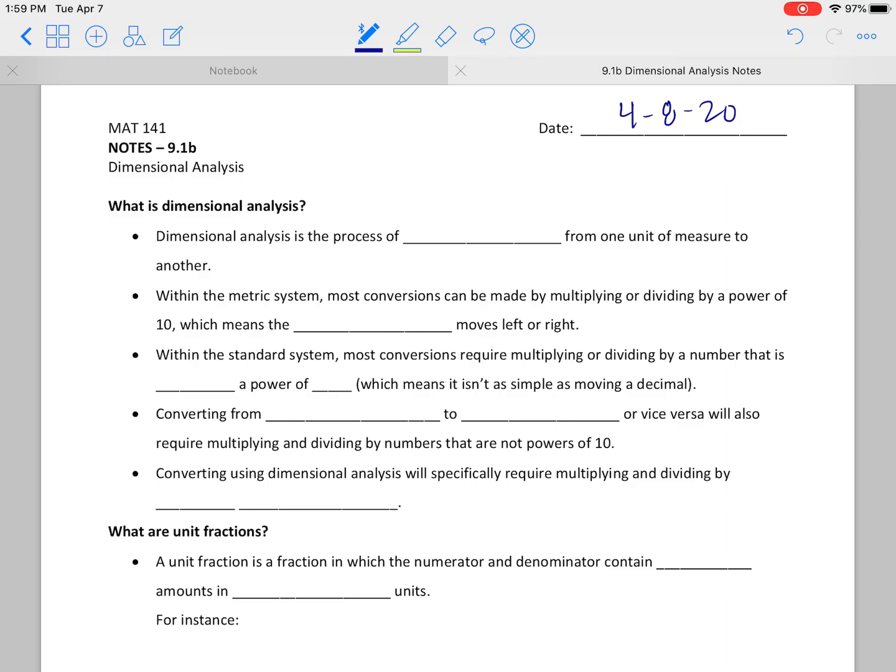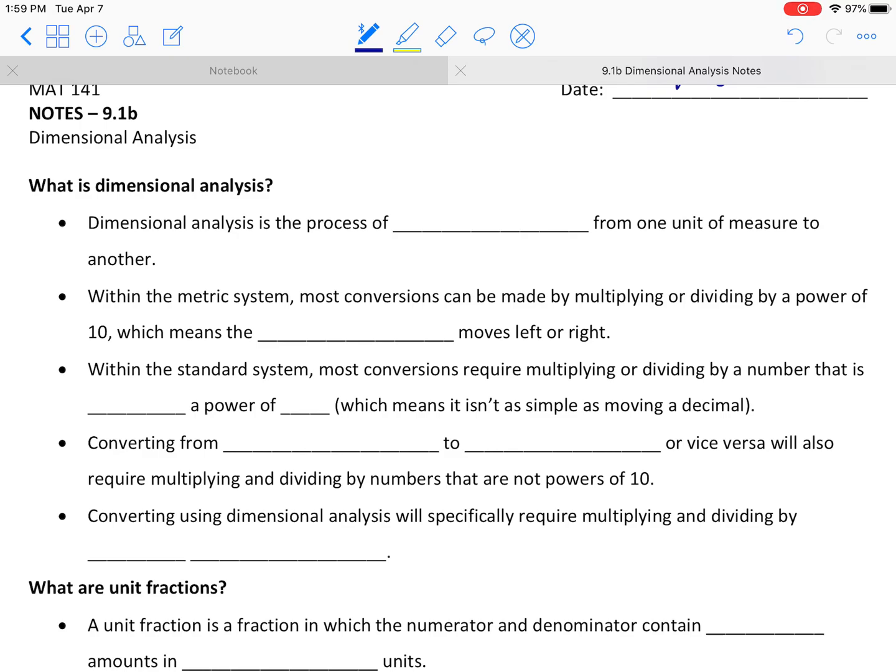So yesterday we were looking specifically at our metric system and then how to convert within that metric system. And we saw how the conversions were pretty basic, moves of the decimal. Today we're going to be looking at a process called dimensional analysis. Now this is still converting like we were doing before, right?